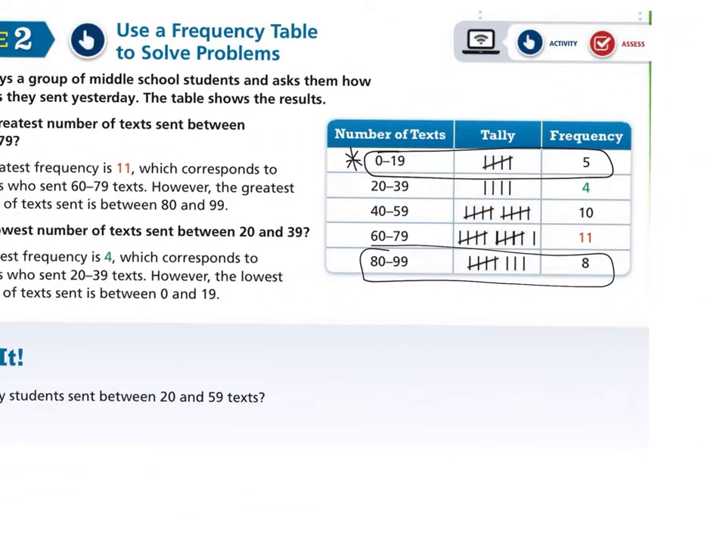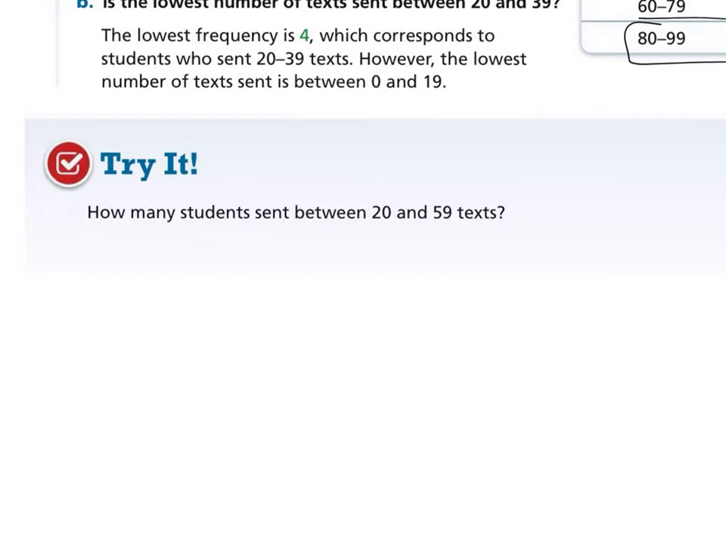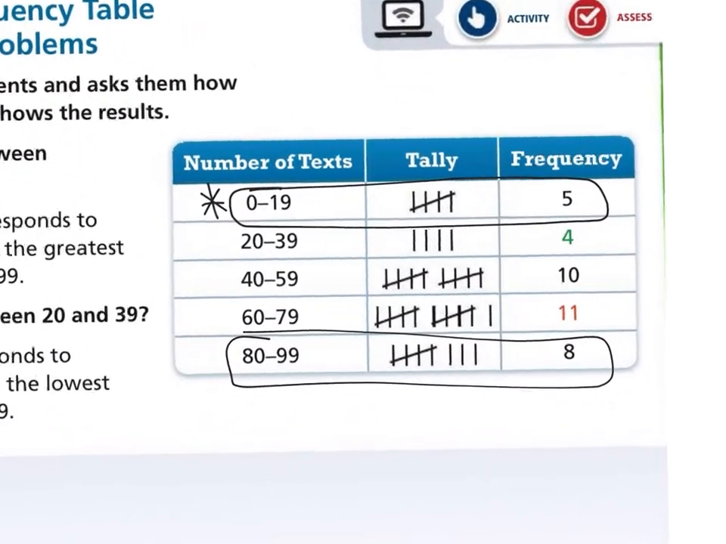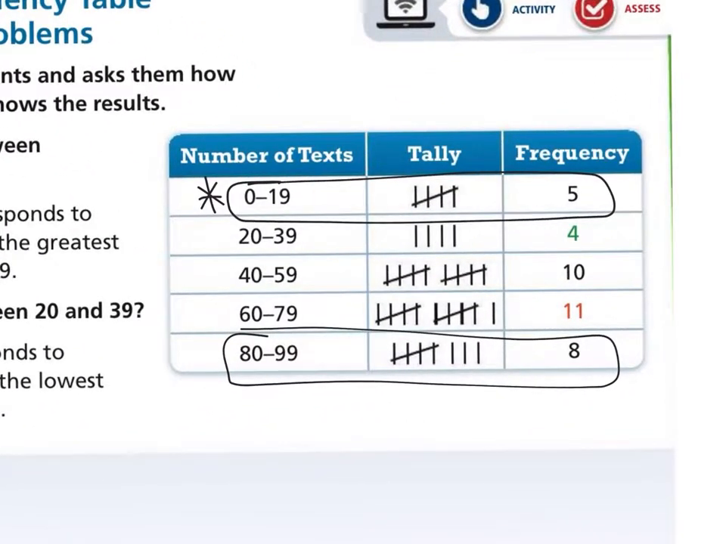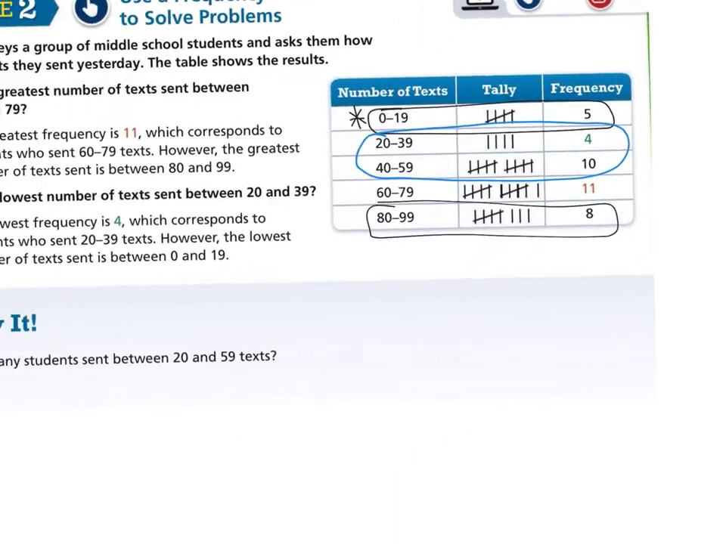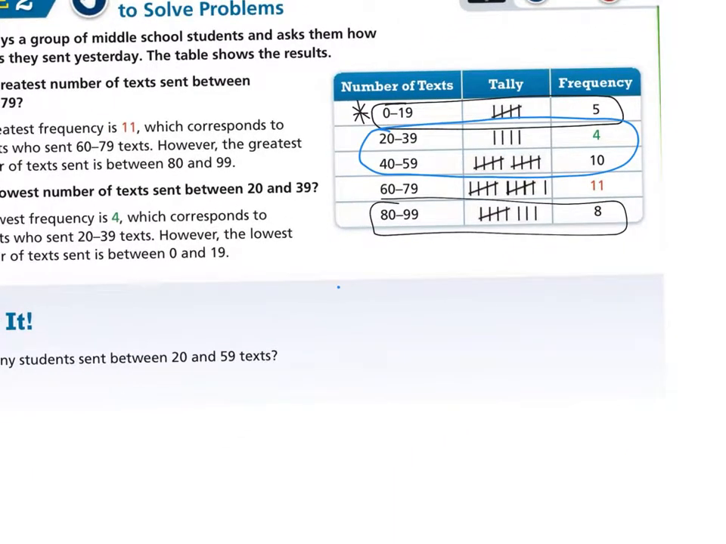So, if we look at the try it, how many students sent between 20 and 59 texts? If we look back at our frequency table, there were two groups between 20 and 59. So what we'll want to do is take those frequencies and add them together. We had 4 and 10. 4 plus 10 is a total of 14 people that sent between 20 and 59 texts.